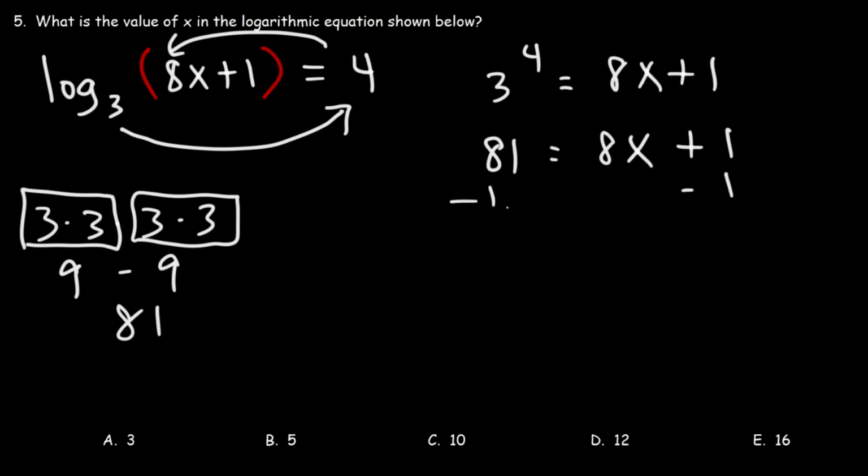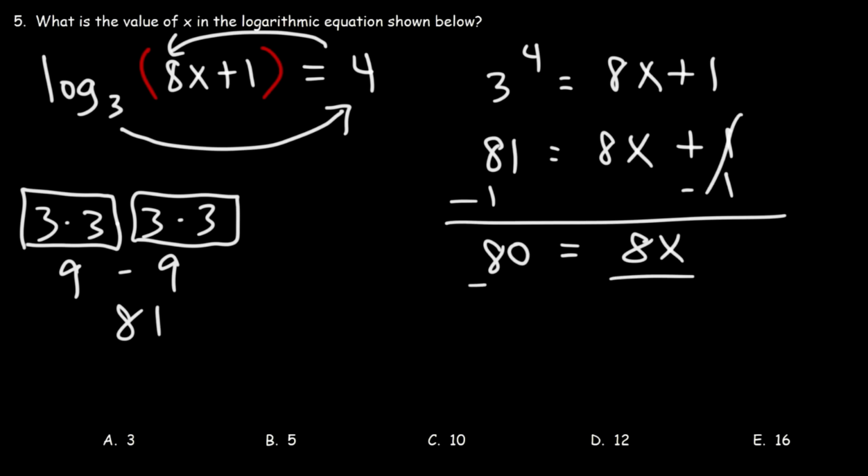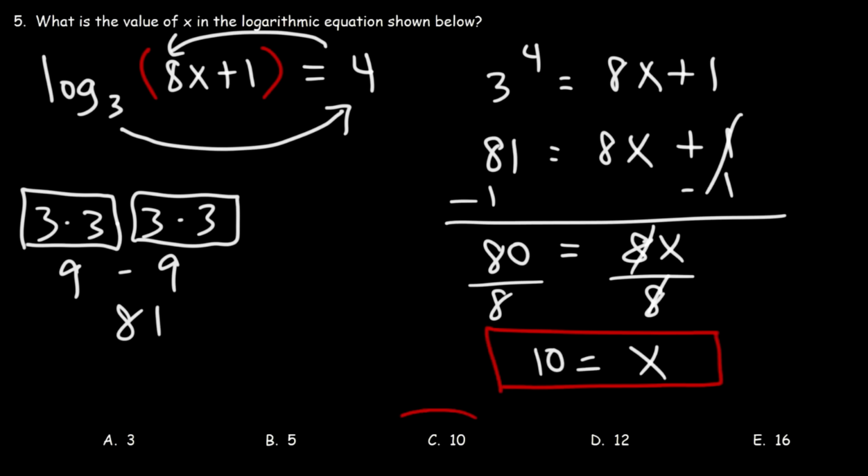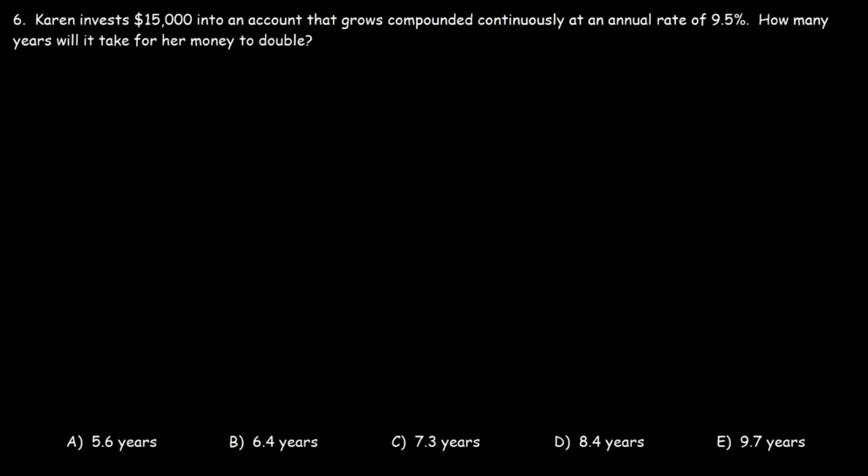Now let's subtract both sides by 1. 81 minus 1 is 80. Next, let's divide both sides by 8. So 80 divided by 8 is 10. Thus, x is equal to 10. So the correct answer is answer choice C.